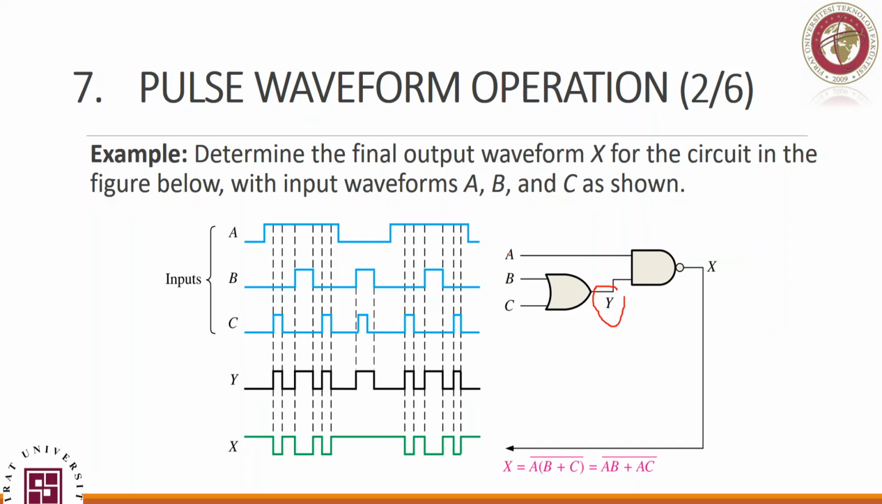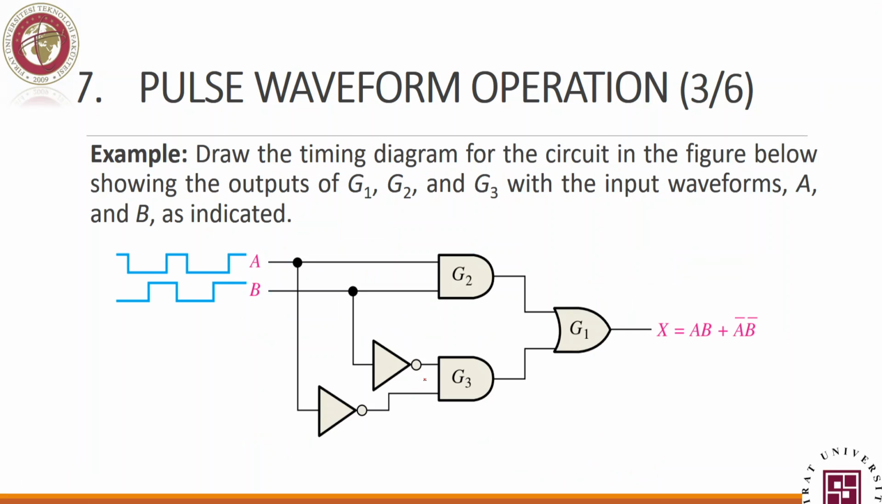Then we have A NAND Y. It's always high, except when both of them are high. So you need to look for when Y is high and A is high at the same time, that will be low. And so on, okay? If you don't get it this way, you can use truth table or you can decompose it to its final operation and see how things go.